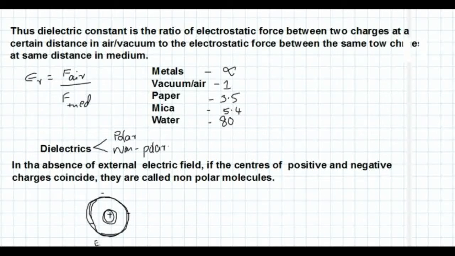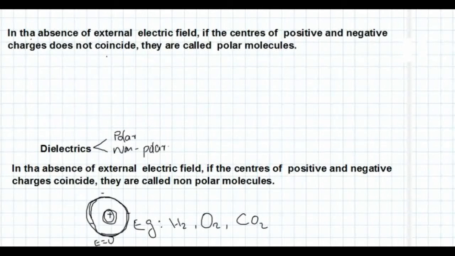So in the absence of electric field, that is E is equal to 0, if the centers of both coincide, then they are called non-polar molecules. That means what? Now there is no net polarity. There is no net positive polarity. There is no net negative polarity. So since there is no net polarity, we can say they are non-polar molecules. Examples for non-polar molecules are H2, O2 and CO2 molecules.